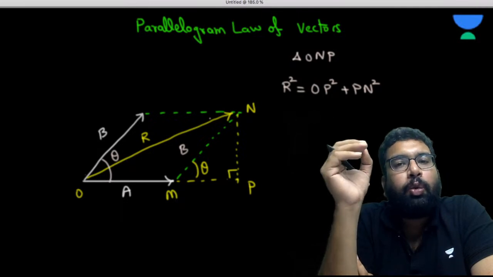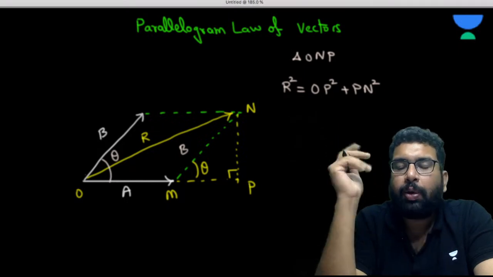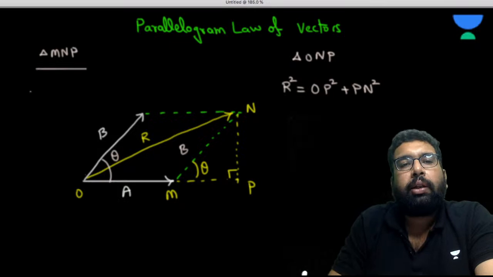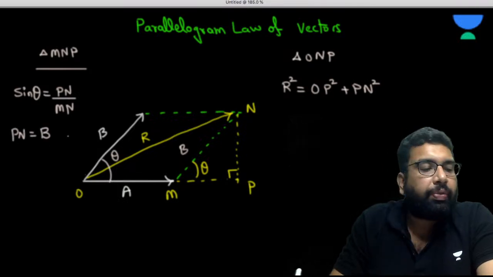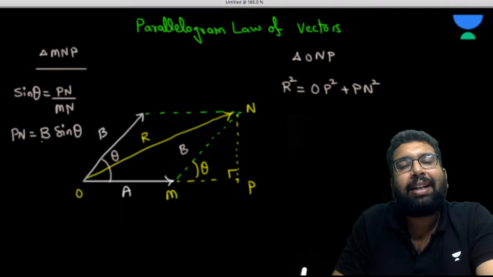Now, in order to find R, I need the values of OP and PN. I hope you understand that. Now, in triangle MNP, we understand that sine theta is equal to PN upon MN. MN is equal to B, because this refers to the length. So MN refers to B, and this is sine theta. So can we write PN is equal to B sine theta?